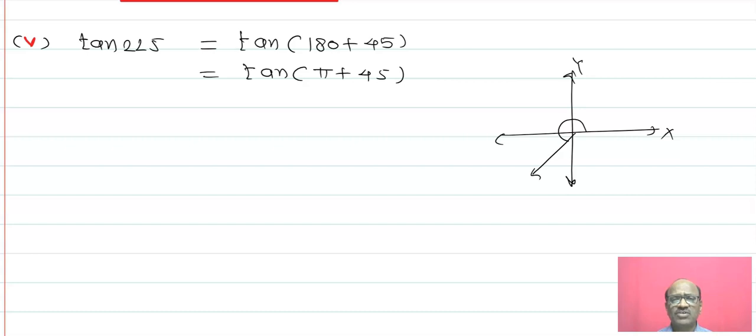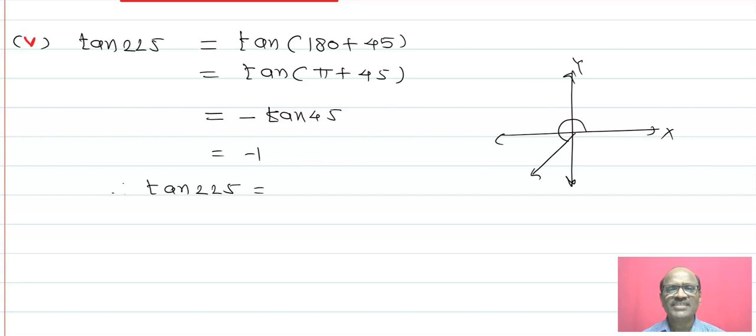It comes in the third quadrant. And what is the tan 45? I made a small mistake there. I will change it now, because tan in the third quadrant is positive. Therefore I am changing it. Tan of 225 is equal to 1.